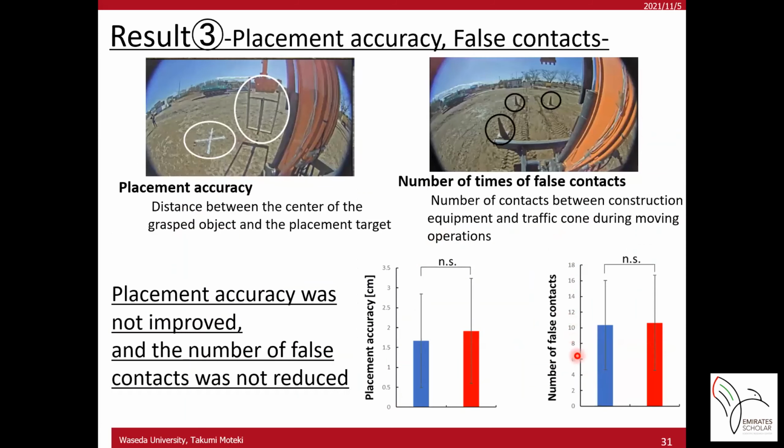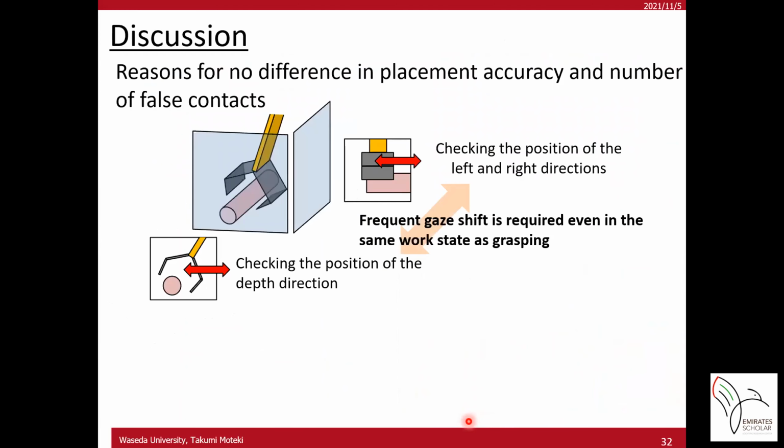Finally, this is the result of the placement accuracy and the number of false contacts. The placement accuracy did not decrease significantly, nor did the number of false contacts. The reason for that is considered here. As this figure shows, when controlling heavy machinery, frequent gaze shift is required even in the same work state, such as grasping, to check the left, right, and depth direction.